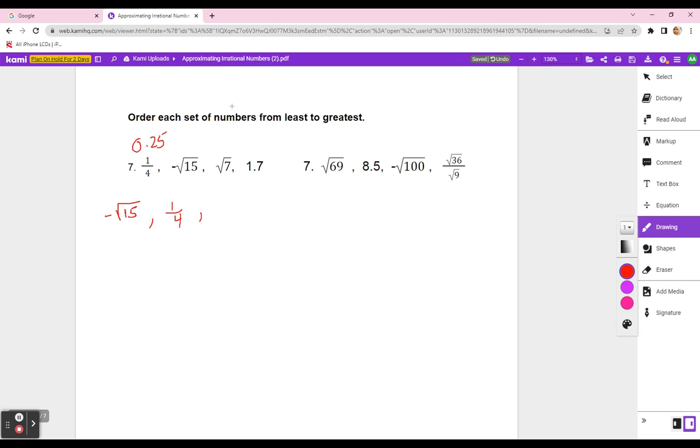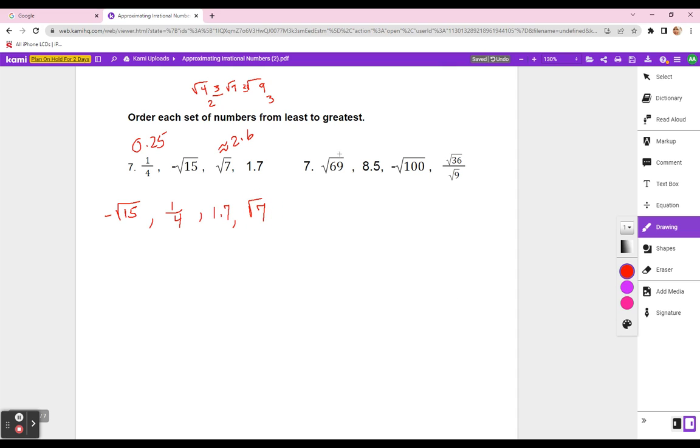The square root of 7, let's see what that is. The square root of 7 is between the square root of 4 and the square root of 9. This is 2, and this is 3. It's 3 units away from here. It's 2 units away from here. So it's more than 2.5, so this is approximately 2.6. Okay, so our next number would be 1.7, and then the square root of 7.